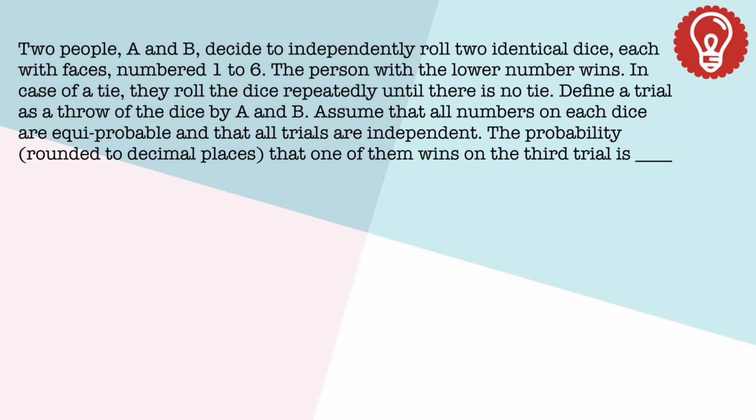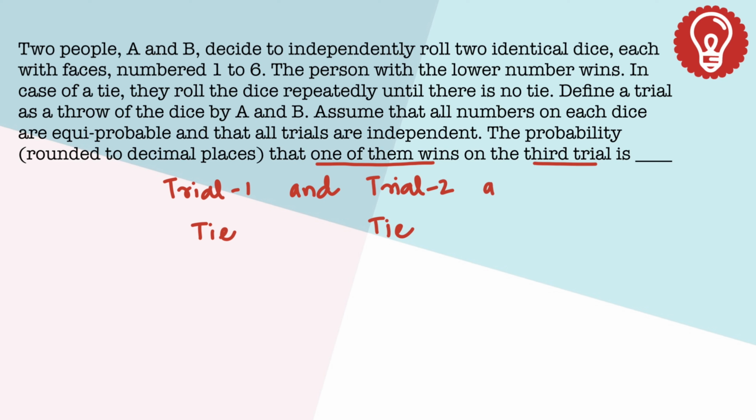Now we want one of them to win on the third trial. Third trial as in, I don't want anybody to win on the first trial. So let's say it's a tie on the first trial. Or let's write it like this. Let's say trial 1, I want it to be a tie. And trial 2, again, I want it to be a tie. And I want anybody to win on the third trial, as in we don't want it to be a tie on the third trial, right? Remember, if it's and, it's multiplication. So this I like to call a template.